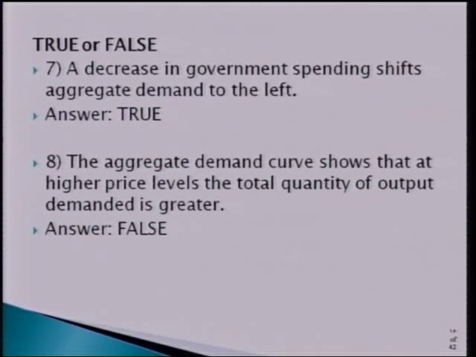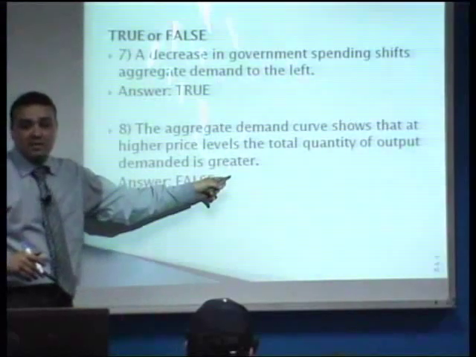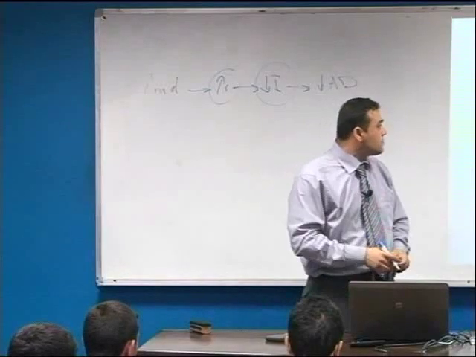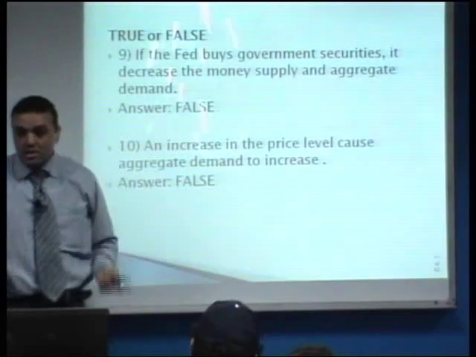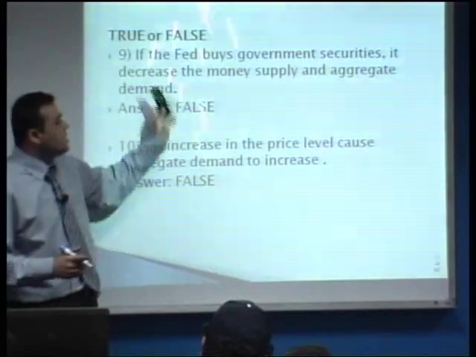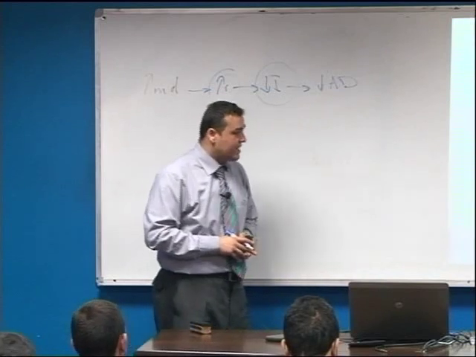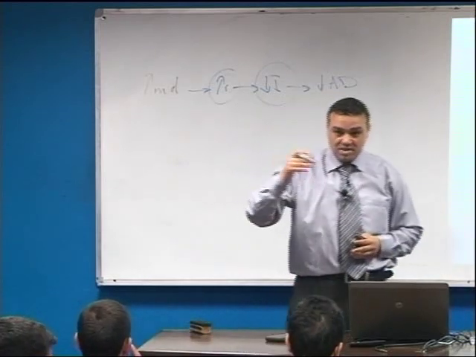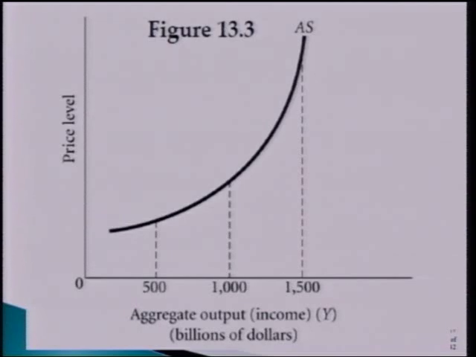Okay. True. The aggregate demand curve shows that at higher price levels, the total quantity of output demanded is greater. False. Okay. If the Fed buys government securities, if they are buying bonds, the money supply will increase. False, this leads to increasing money supply and the aggregate demand. Right? The last point. An increase in the price level causes the aggregate demand to increase. An increase in prices increases aggregate demand? No. Okay.